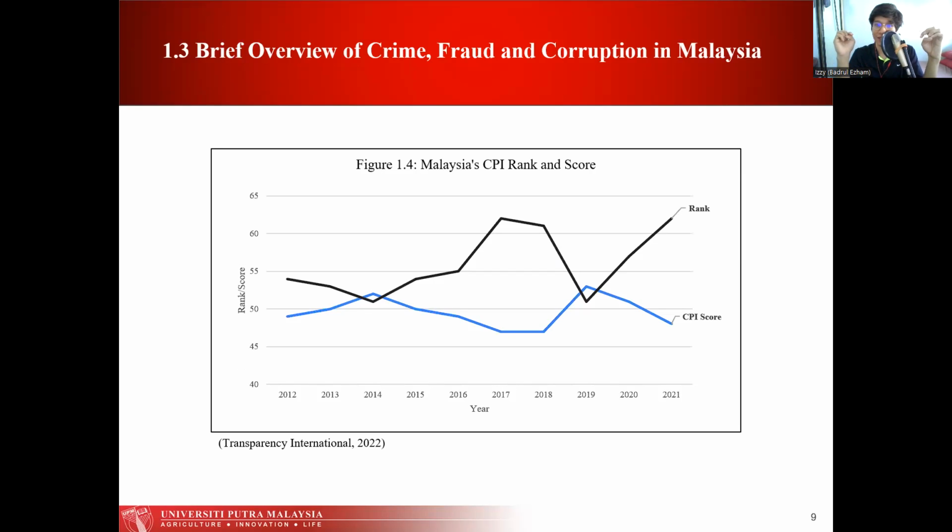So let's look at Malaysia's performance against corruption. We don't have to look at the past 10 years, we'll just look at the past 3 years, so in 2019, 2020 and 2021. Malaysia has dropped its CPI rank, Corruption Perception Index ranking, from 52nd to 62nd. So there's a 10 places drop in 2 years. And then the CPI score has also dropped quite a lot in the past 3 years. So Malaysia's not doing so well.